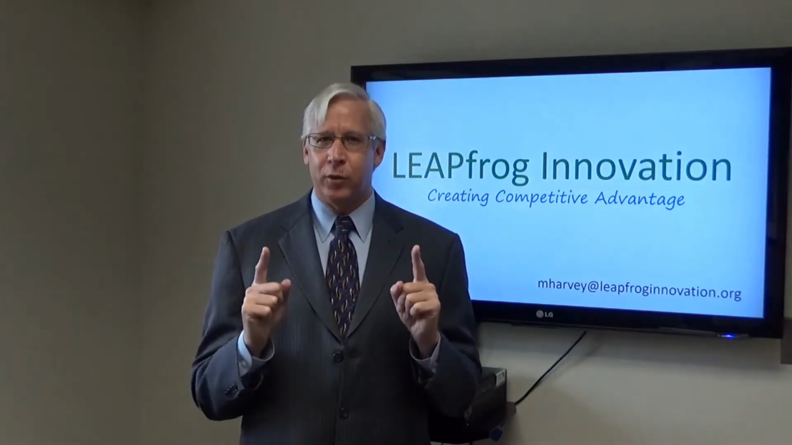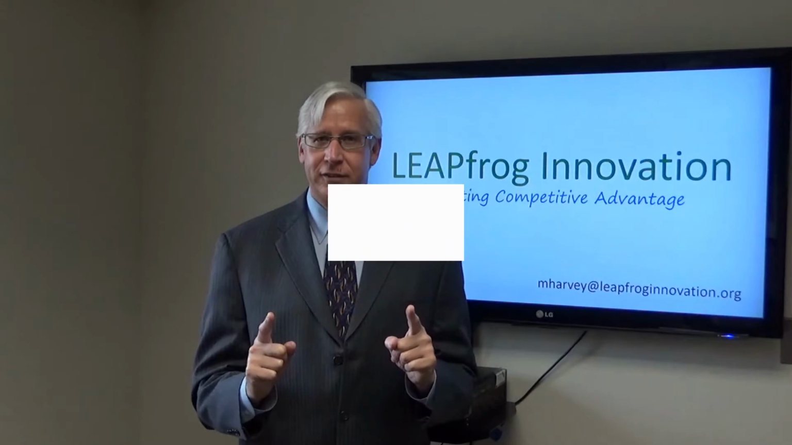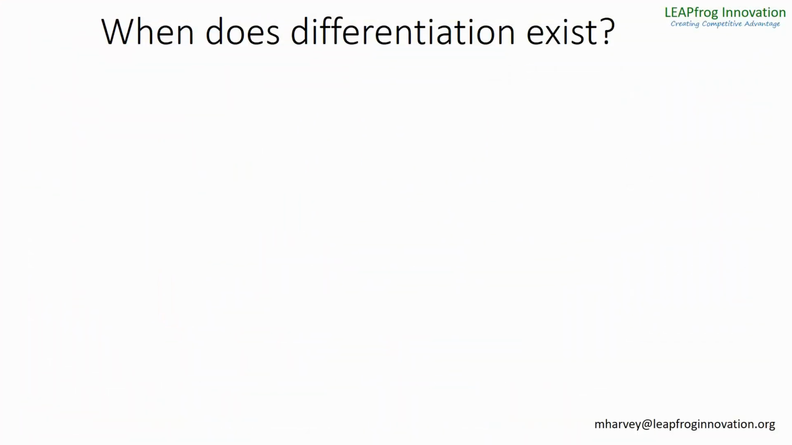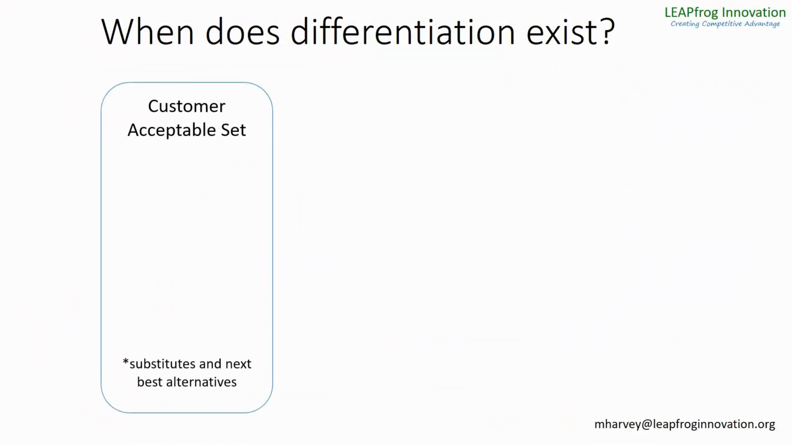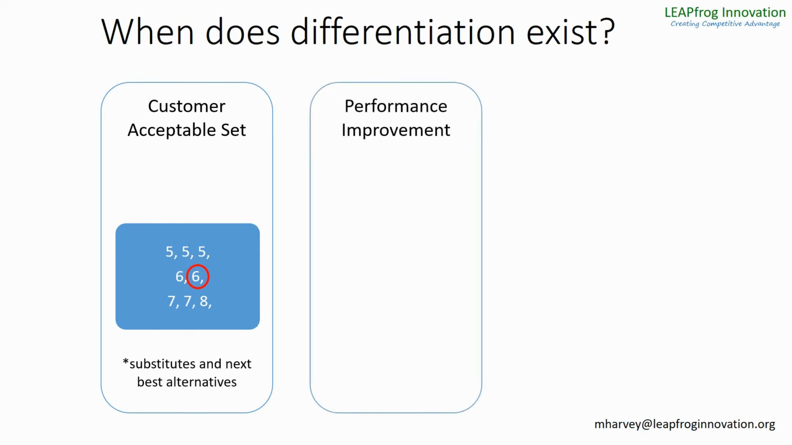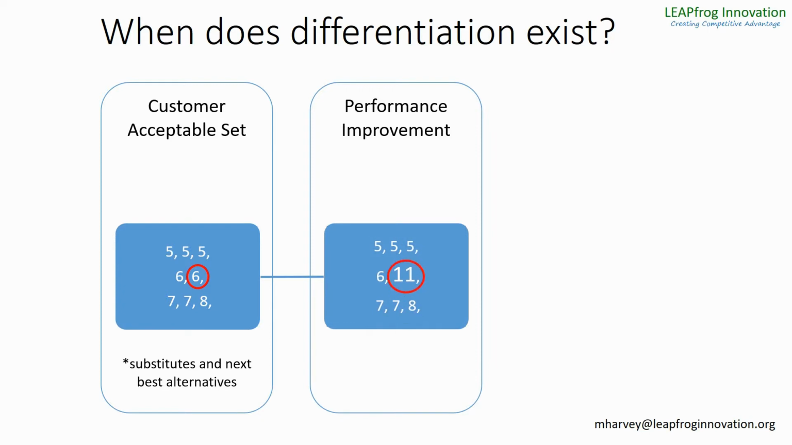Let's take a look at when differentiation really exists. When does differentiation really exist? Let's assume my target customer's acceptable set of substitutes and alternatives includes products performing at a 5, a 5, a 5, a 6, a 6, a 7, a 7, and an 8. My product performs at a 6. We decide to allocate resources and capital to develop a product that performs at an 11, which is better than all the other acceptable options.